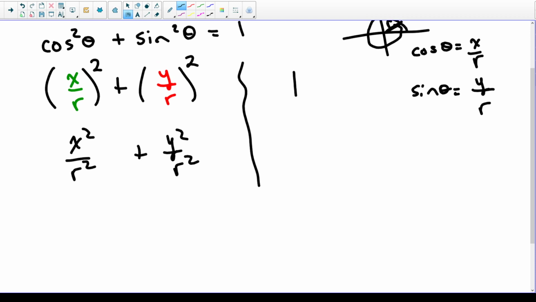I'm going to pause there for a second and let that sink in, okay? So we took our trig ratios from our circle trigonometry, remembering that cosine theta is equal to the adjacent over the hypotenuse, which is x over r on a Cartesian plane, and sine theta is equal to y over r. We just replaced cosine squared theta with x over r squared and sine squared theta with y over r squared, and then we squared both of those brackets. Now they already have a common denominator, so I can group the numerators up, right?